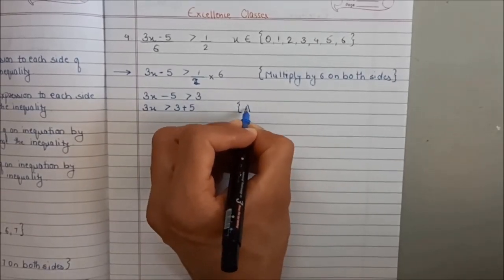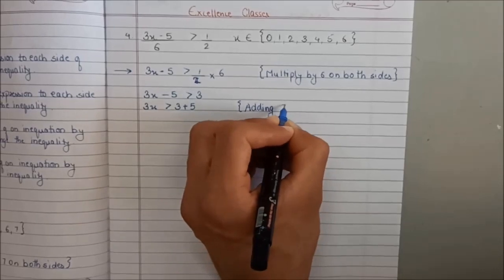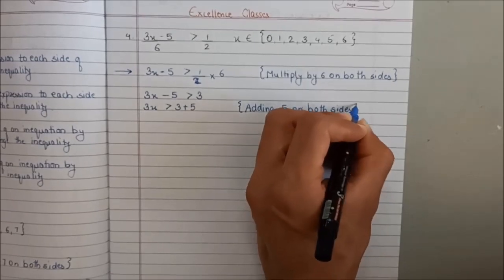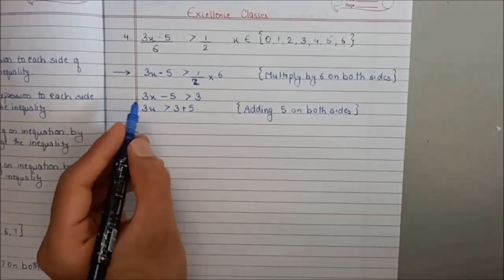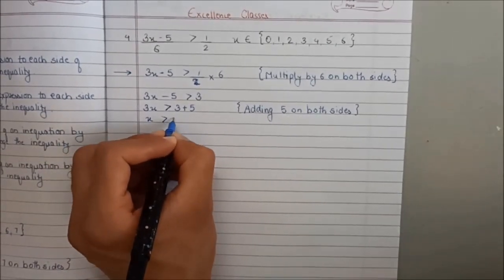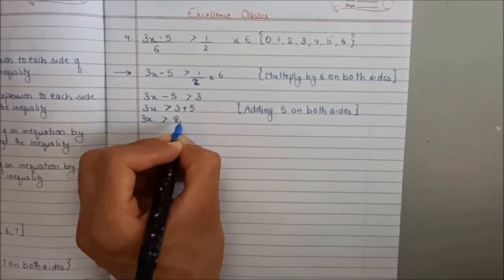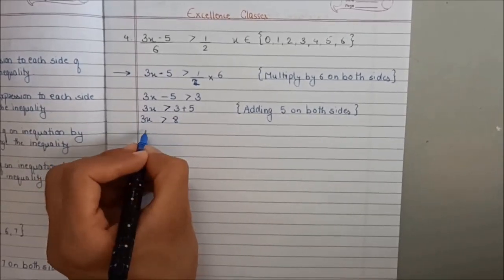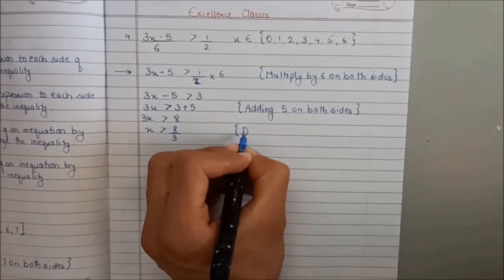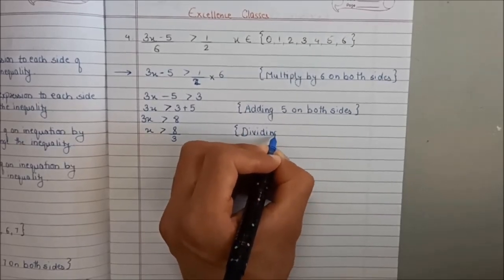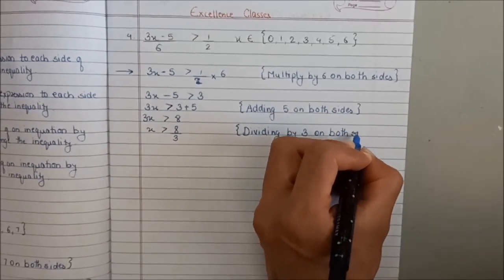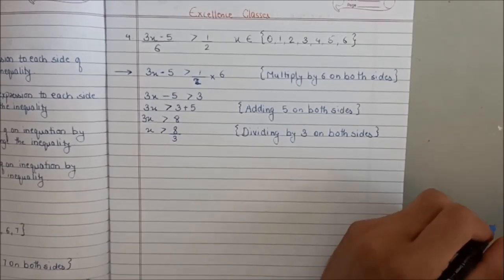So here what I have done is adding 5 on both sides. Since again I am adding a positive integer, the inequality sign is not going to change. Now, after this step, it becomes 3x is greater than 8. Now if I have to remove this 3, I have to divide by 3 on both sides.